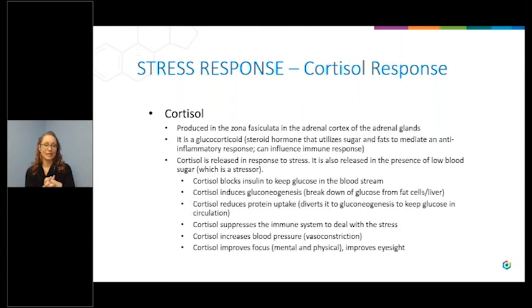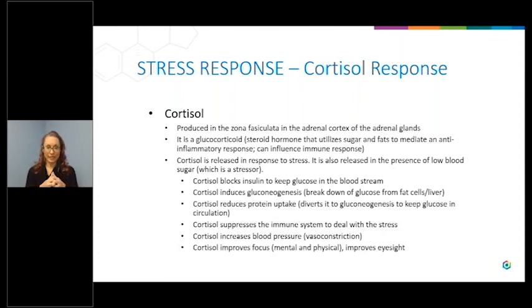It is also released in the presence of low blood sugar. That's technically a stressor. In an easy way to think of it, our body gets energy from two sources, from cortisol and from food. And if we don't have food, your adrenal glands have to make up for that lack of blood sugar or food support.